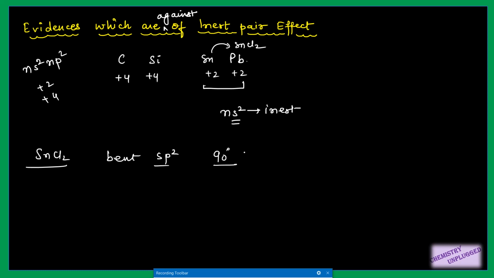A 90-degree bond angle means only p orbitals are participating. If only p orbitals participate, according to the inert pair effect, then the bond angle should be only 90 degrees. But this SnCl2 has a bent structure. It has sp2 hybridization, which means its s orbitals are participating in the bonding.